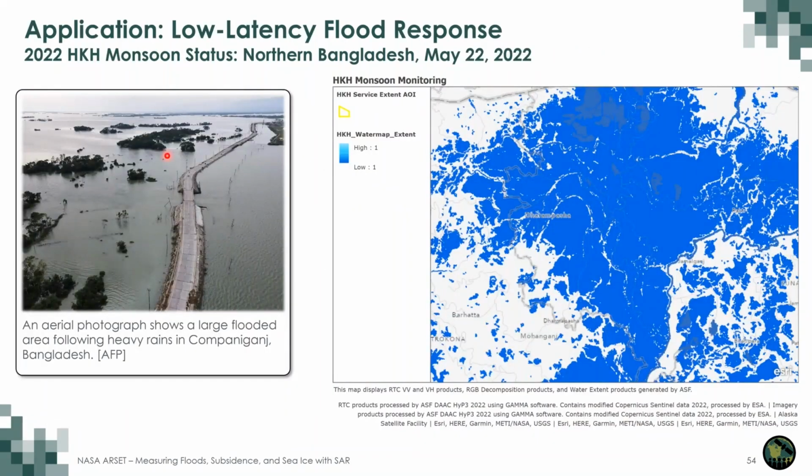Here is an example of how this information can be used. On the left-hand side you see an aerial photo to give you an impression of what the water extent looks like on the ground, and on the right-hand side, the surface water extent extracted from our service. This is for the northeastern part of Bangladesh.